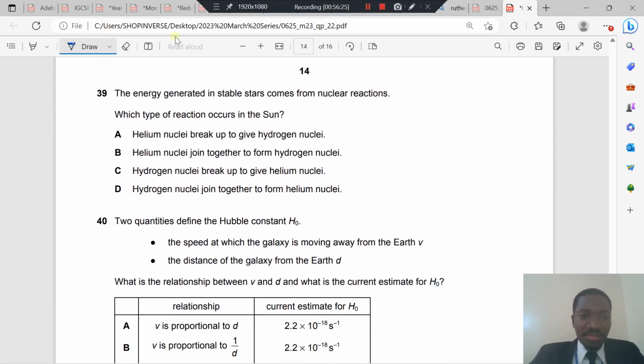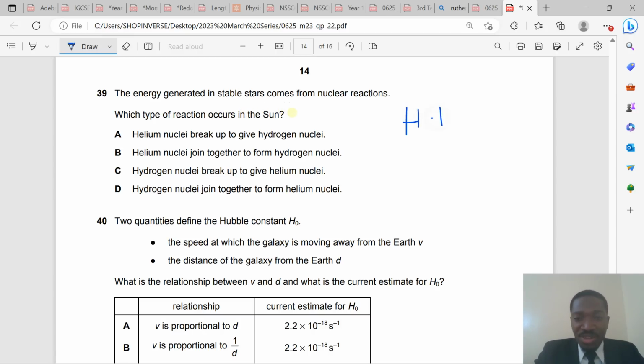Number 39. The energy generated in stable stars comes from nuclear reaction. Which type of reaction occurs in the sun? Of course, in the sun, it is as a result of the fusion of hydrogen to form helium. Okay, fusion of hydrogen to form helium nuclide. That is what takes place in the sun.